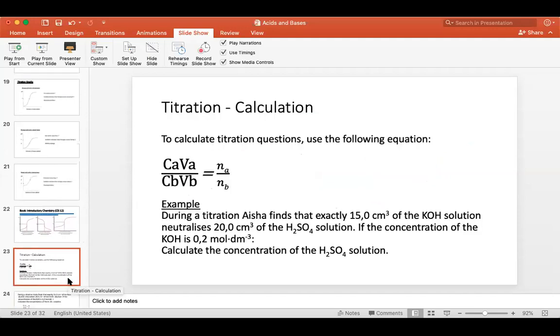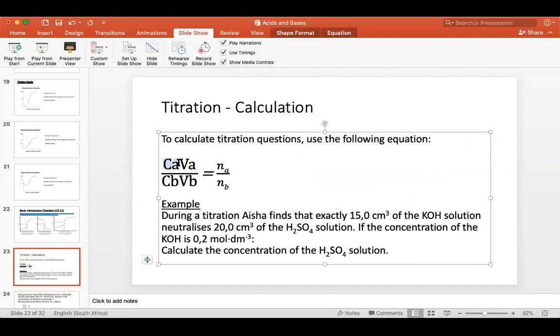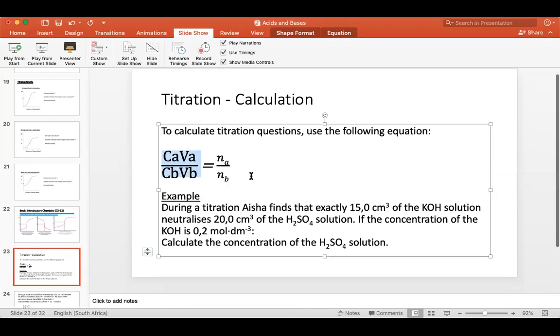So now we come to titration calculations. To calculate titration questions, use the following equation. I want you to write this down. CAVA over CBVB equals NA over NB. So write that down. CA is the concentration of acid, VA is the volume of acid, CB is the concentration of base, VB is the volume of base, and NA over NB is the number of moles of acid over the number of moles of base. Now let's look at an example.